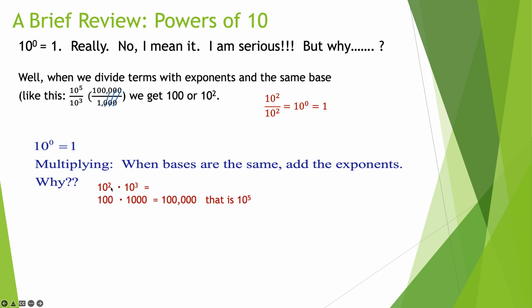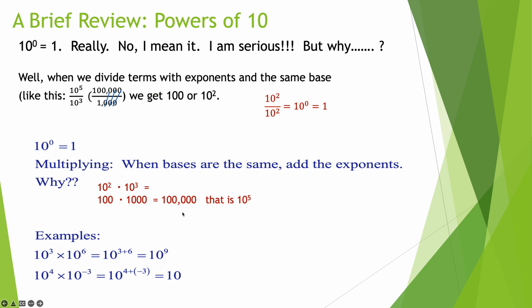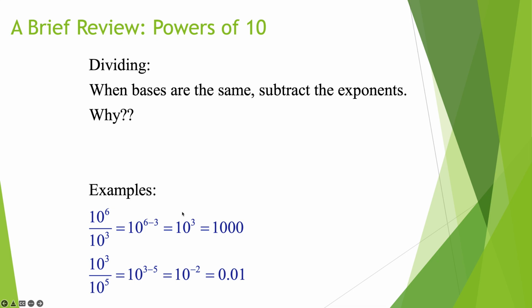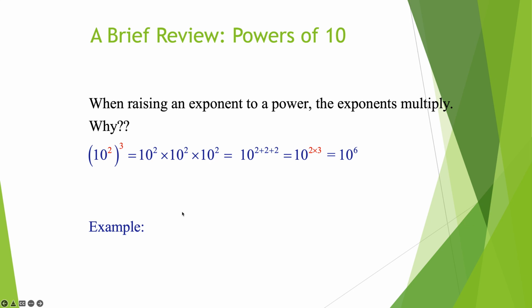So 10 squared times 10 to the third, well, 10 squared is 0, 0. 10 to the third is 0, 0, 0, right? The exponent is how many zeros there are. So I look over here, if I do it on a calculator or scratch it out by hand, 100 times 1,000 is 100,000. Notice you got 5 zeros there, right? 1, 2, 3, 4, 5. And here, 2 plus 3 gives me the 5. So that's why you add exponents. And those are the examples we just did before. When bases are the same, you subtract the exponents. We went over why just a minute ago.